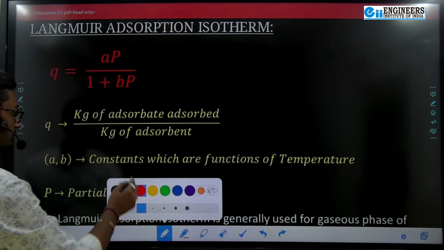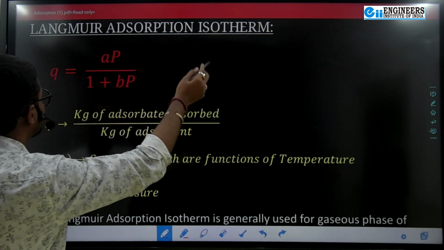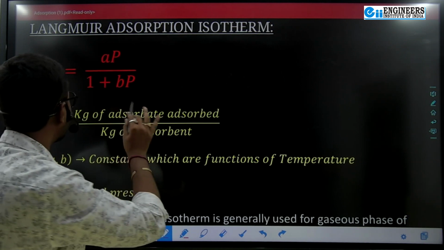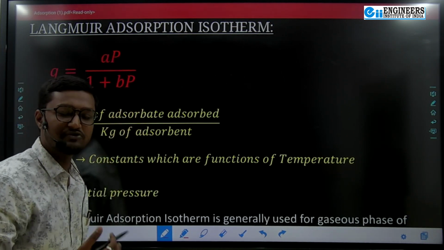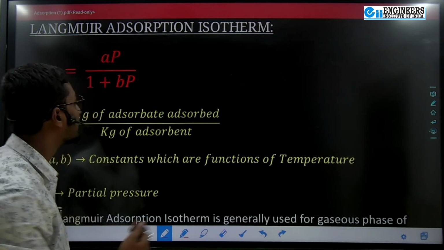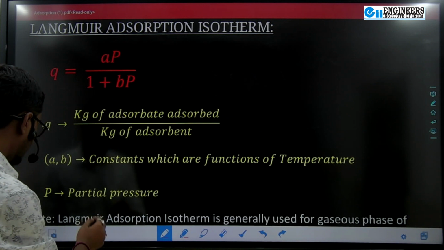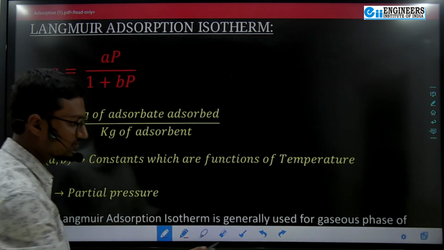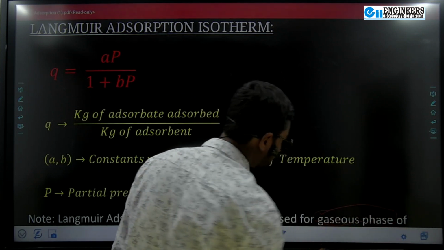So this is our general formula of the Langmuir adsorption isotherm, that is Q is equal to AP divided by 1 plus BP. Now what are all these terms? A and B are arbitrary constants which depend on the temperature of the system, and P is the partial pressure of the system. Now as I already told, because this Langmuir adsorption isotherm generally deals with the solute when it is in the gaseous phase, the partial pressure will play an important role in this.